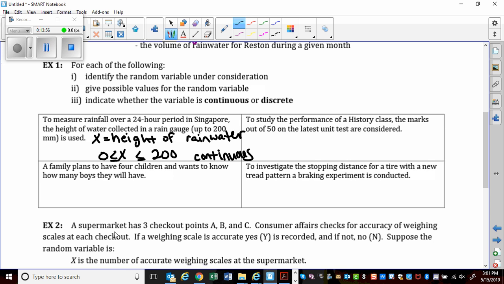To study the performance of a history class, the marks out of 50 on the last unit tests are considered. So this time our variable is the number of marks, or grade. And it's out of 50, so it could be 0, 1, 2, all the way to 50. This is discrete. I want you guys to try the other ones.